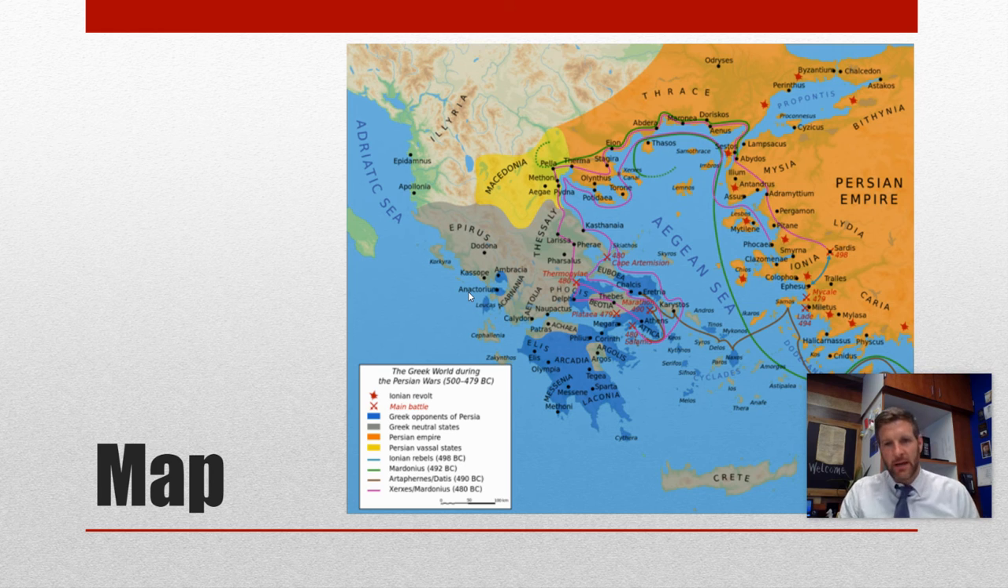So just another map again that we started with. You have, again, the Ionian revolt that starts it off over in the orange. The first attempt by Darius to punish Athens, but he's defeated on the beaches of Marathon. And then Xerxes' march of vengeance.